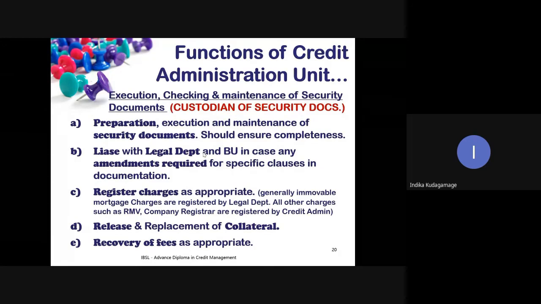Execution, checking, and maintenance of security documentation. Some banks still prepare offer letters at the front line. But what we discuss here is what the BCBS, the Basel Committee on Banking Supervision, wants, and what our central bank intended every one of us to do. So don't get mixed up and say, okay, we are not doing it like that. This is what the BCBS wants. So preparation and execution, maintenance of security documentation.